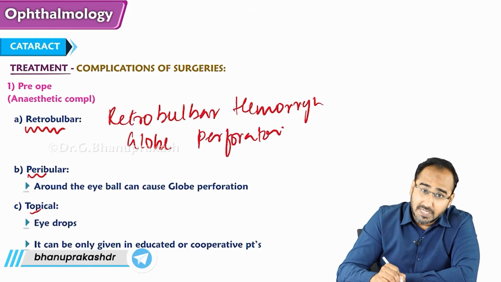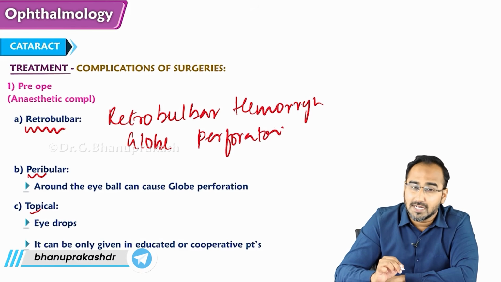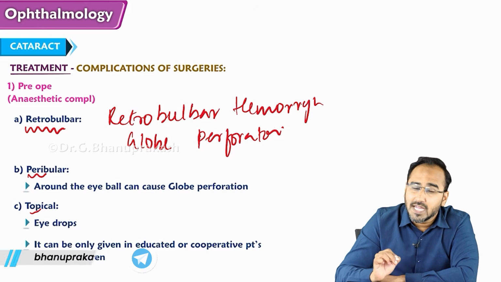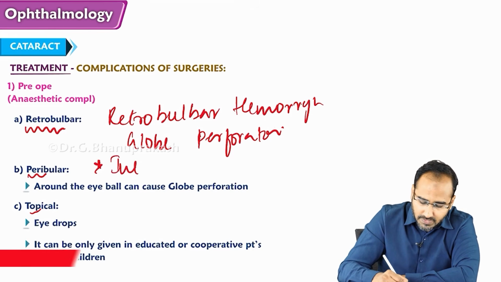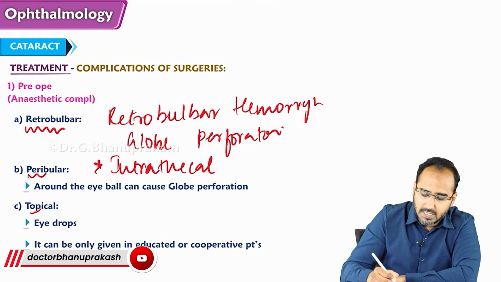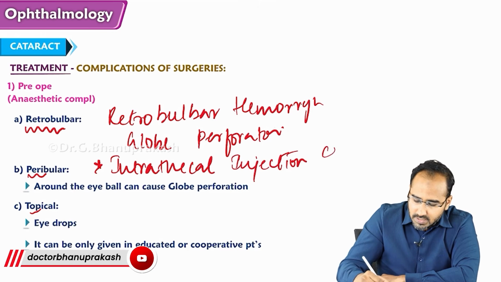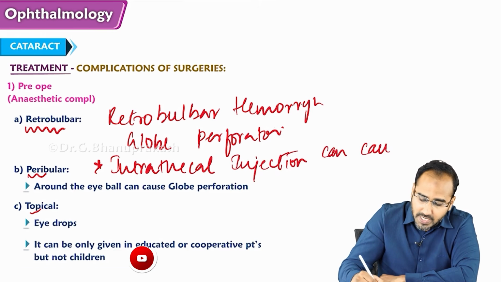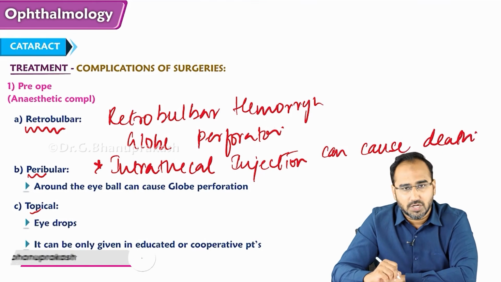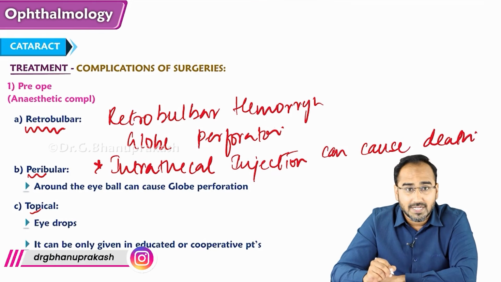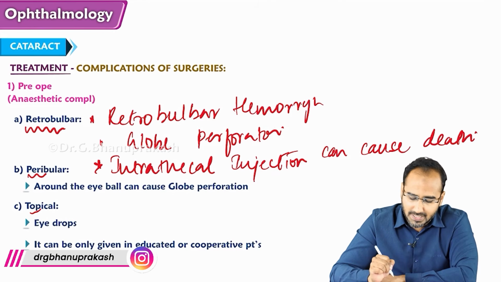or sometimes if accidentally you inject the local anesthetic as an intrathecal injection, then what will happen? It becomes lethal. Intrathecal injection can cause death of the patient also. So that is regarding the complications: retrobulbar hemorrhage, globe perforation and intrathecal injection.